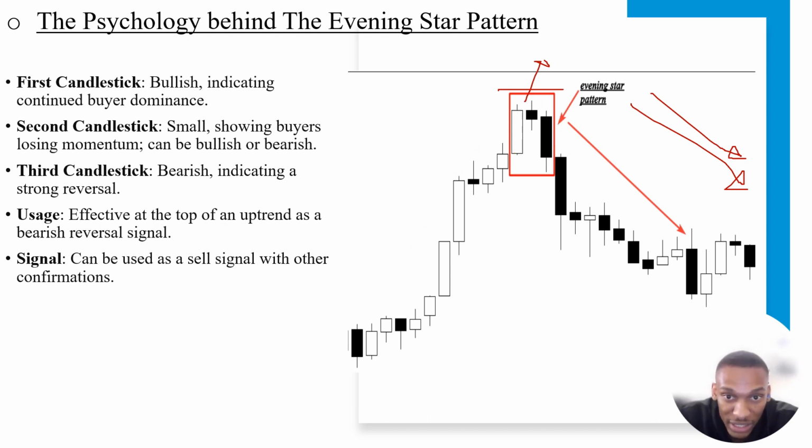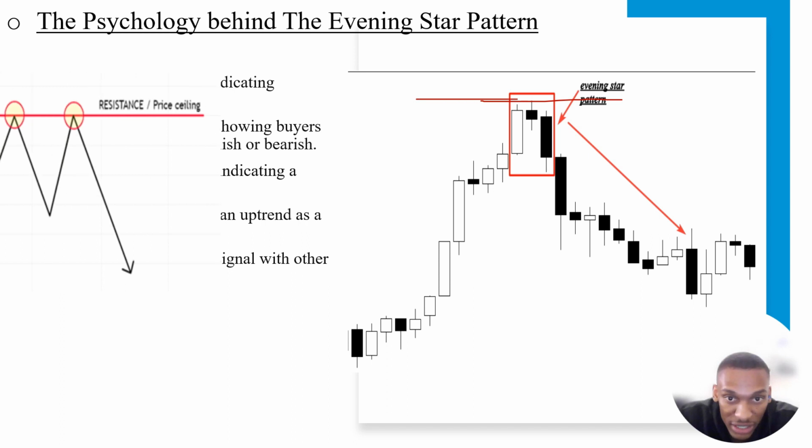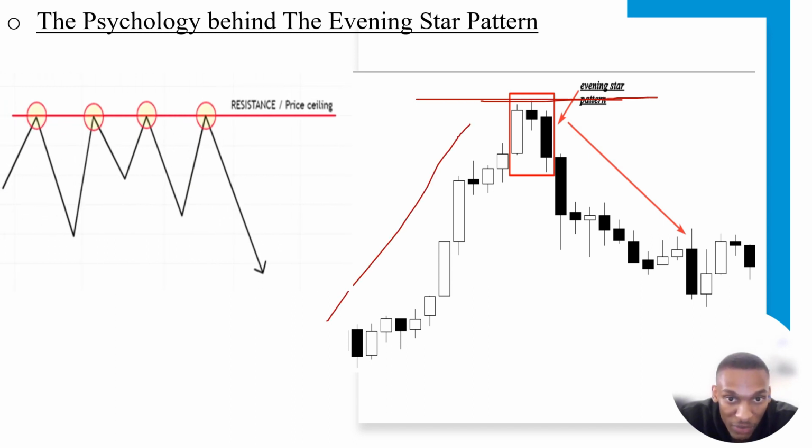So that's how you can interpret this candlestick psychologically, the psychology behind it. It can be used as a sell signal at certain levels or certain areas, like if you have a resistance here and at the top of a trend, you can use it as a sell, and then ride the market all the way downwards.